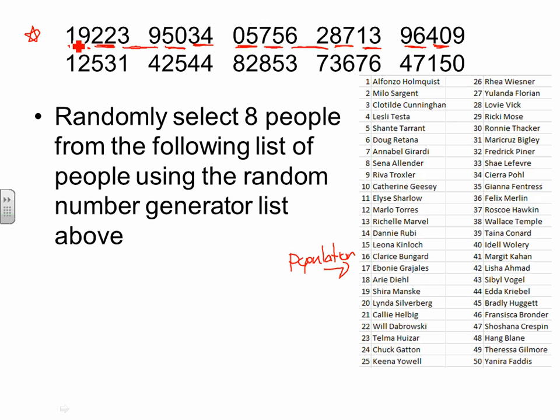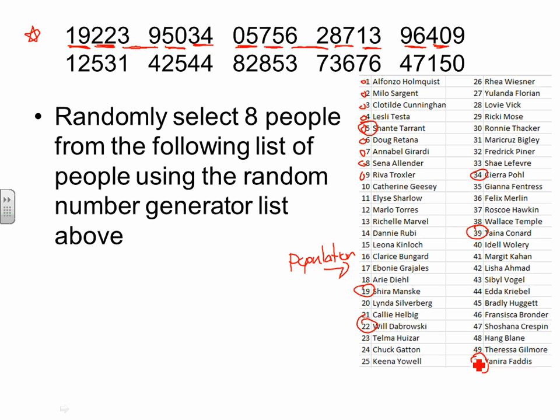But my first numbers are 1, 9, so 19. That means Shira would be selected for my sample. Next one is 22. Will would be selected. Next one is 39. Taina or Tiana. Next one is 50. Yanira. Next one's 34. Now it's important that I selected 05. That's because it's 01, 02, 03, 04, 05, 06. So this is easier to work with. So 05 is Shante, and then 75.